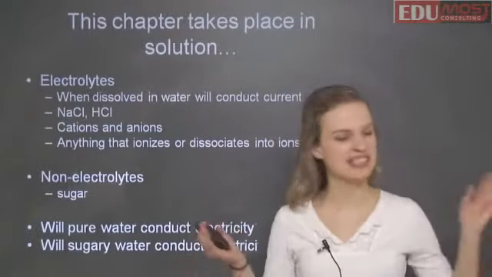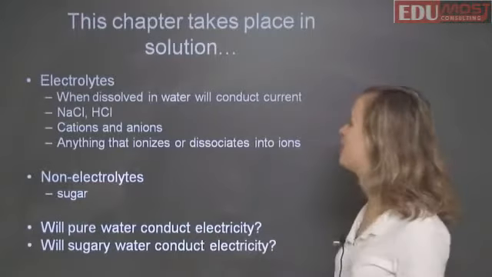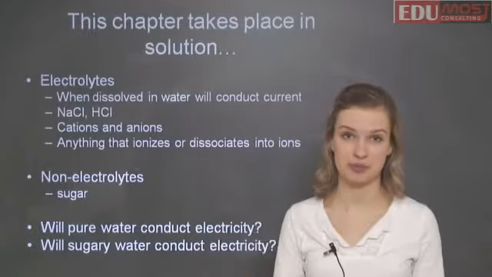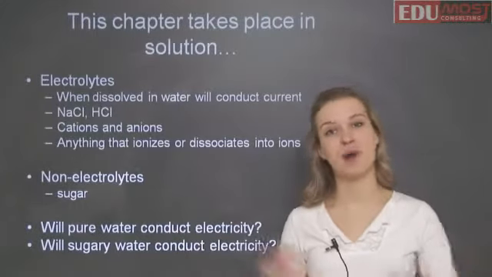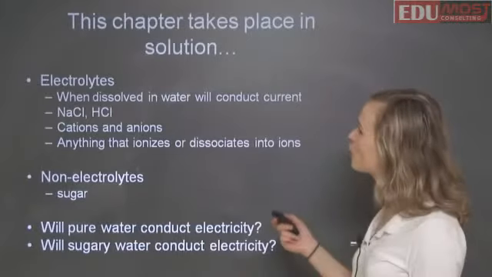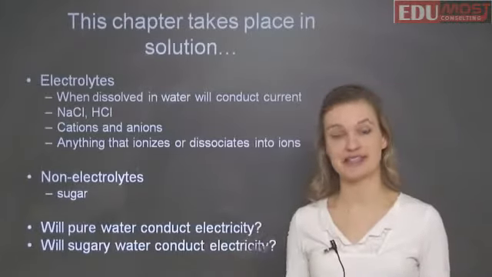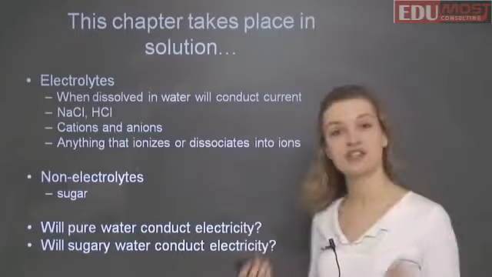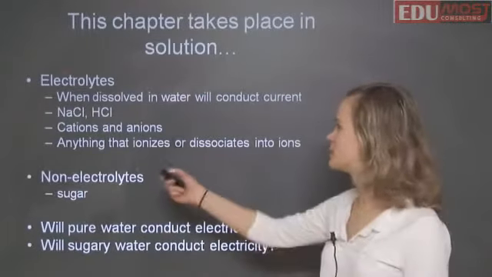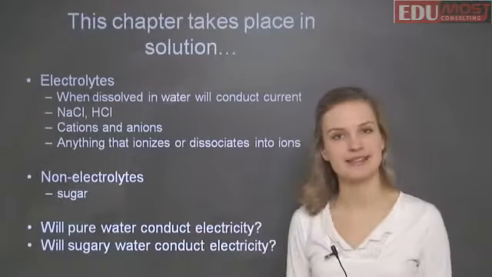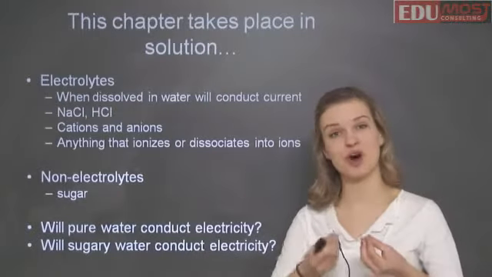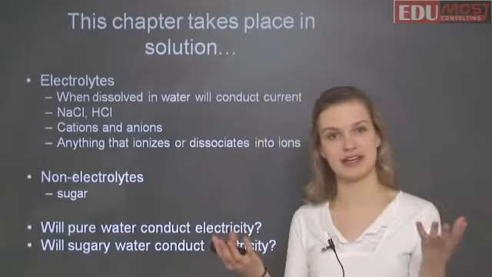Okay, so before we dive into it, let us first talk about solutions. So this chapter takes place largely in solution because that is where we can have ions floating around conducting electrical charge, right? So first of all, what are electrolytes? Electrolytes are substances that when dissolved in water, they will conduct electrical charge, such as sodium chloride, hydrochloric acid, okay? And the reason they conduct electrical charge is because in water they separate into a positive and a negative part.